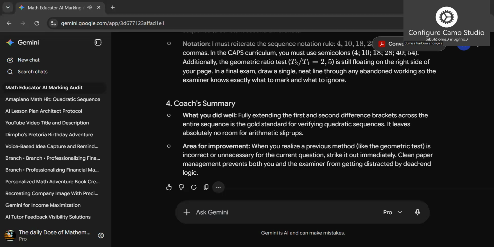4. Coach's summary. What you did well: fully extending the first and second difference brackets across the entire sequence is the gold standard for verifying quadratic sequences. It leaves absolutely no room for arithmetic slip-ups. Area for improvement: when you realize a previous method, like the geometric test, is incorrect or unnecessary for the current question, strike it out immediately. Clean paper management prevents both you and the examiner from getting distracted by dead-end logic.